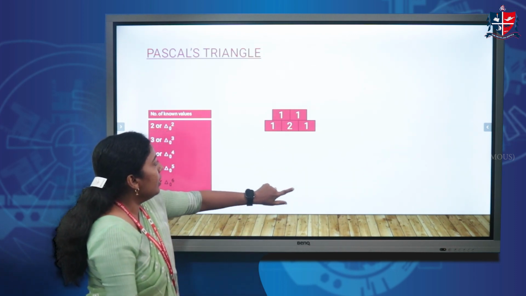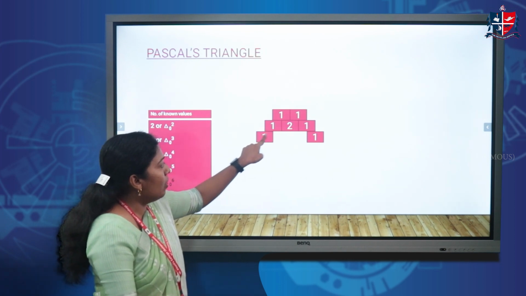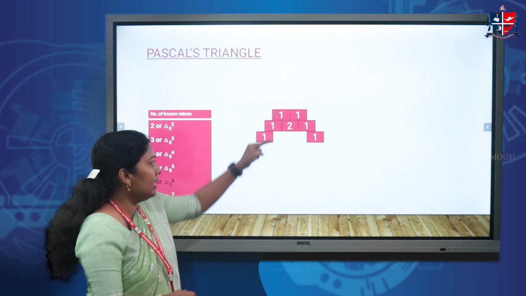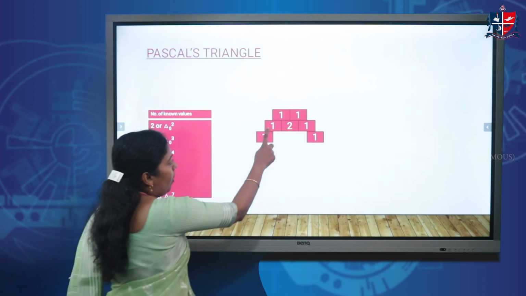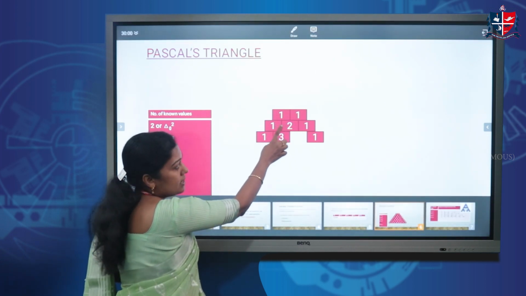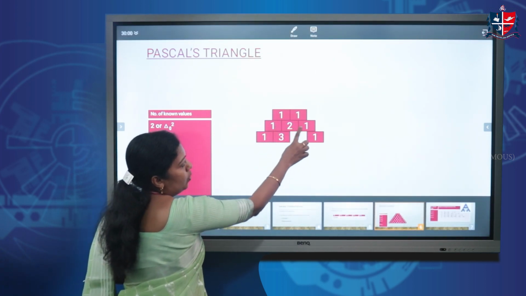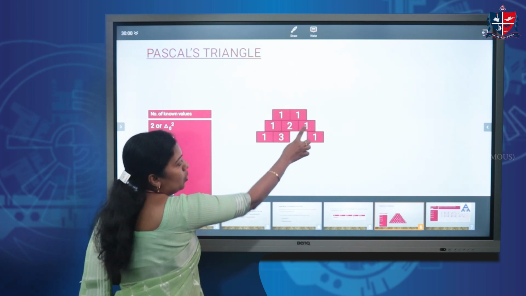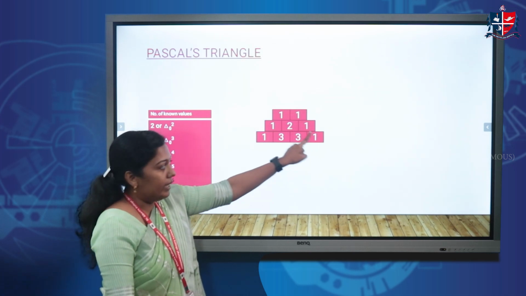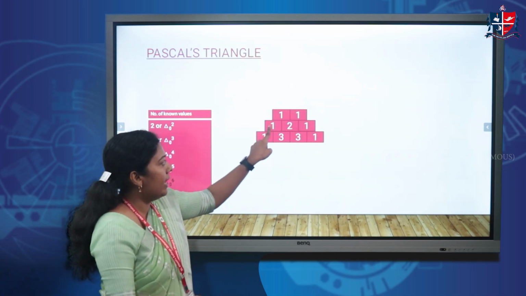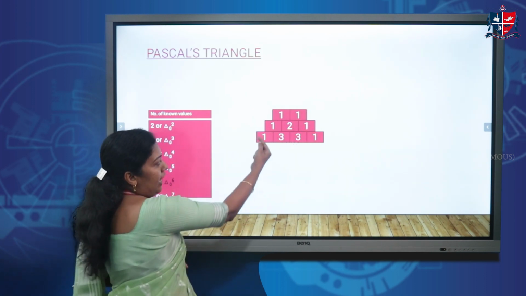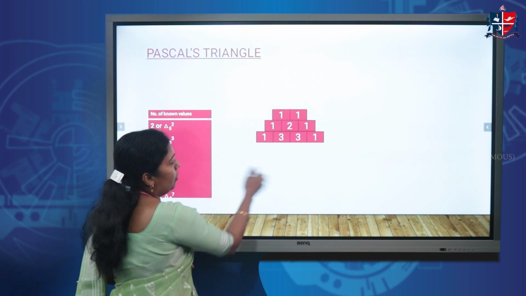Now in the third line, again we bring down the 1 to both extremes, and we take 2 values each in the just preceding line, that is 1 plus 2, 3. Here comes 3, that is 1 plus 2 in the second line comes to 3. Again 2 plus 1, the next 2 values, 3. So we got the third line: bringing down 1 and 1, then adding 1 plus 2, 3, then 2 plus 1, 3.